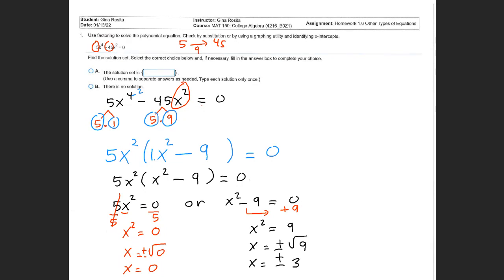After that, you double check. You substitute. Check by substitution or by using a graphing utility and identifying x-intercepts. So you check by yourself. I got the answer x equals 0, negative 3, and 3. So negative 3, 0, 3. Now for number 2.